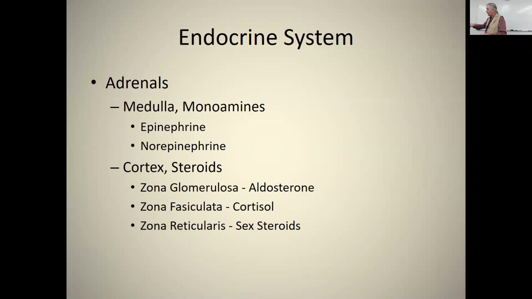And then finally, the zona reticularis makes sex steroids: the androgens and estrogens. So here's the thing with the two genders. If you're an adult male, you make a lot of androgen, right? If you're an adult female, you make a lot of estrogen, because you have testes in males and ovaries in females that make a lot of these sex steroids. But you have adrenal glands that make both of them. So the source of estrogens in males is the adrenal glands, and the source of testosterone or androgens in females is the adrenal glands.